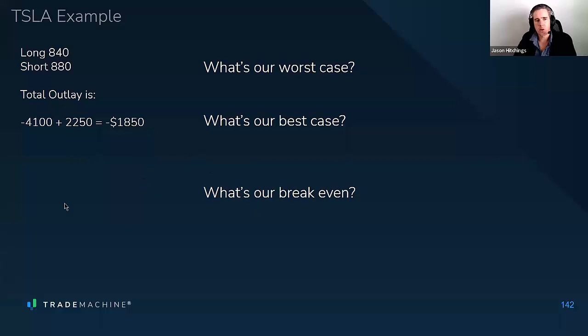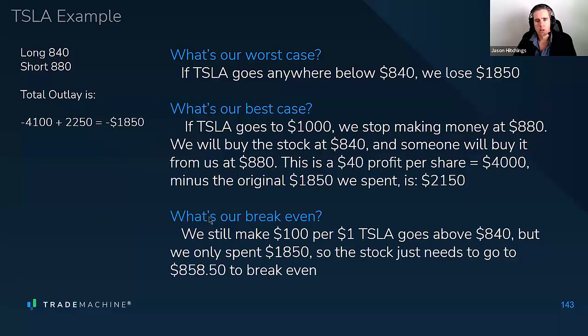So that's $4,000 of total value, but it cost us $18.50 to get into it. So the difference is our best case scenario. In terms of the break even, well, we need to make back $1,850. We make $100 every time stock goes $1 above 840. So we need it to go $18.50 above 840 to break even. So our best case scenario ends up being 2110 or 2150, and that's for anything above 880. And the break even is what we said. We need stock to go up $18.50 above 840.